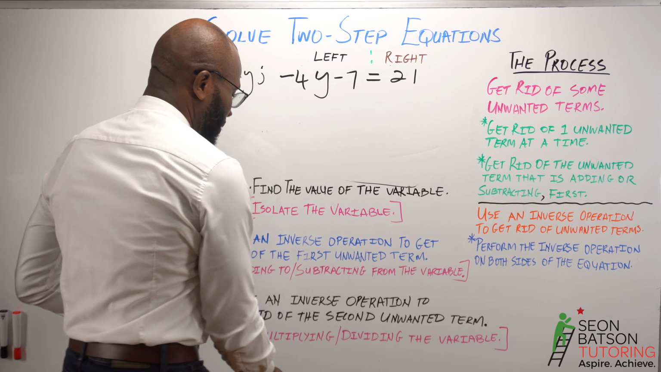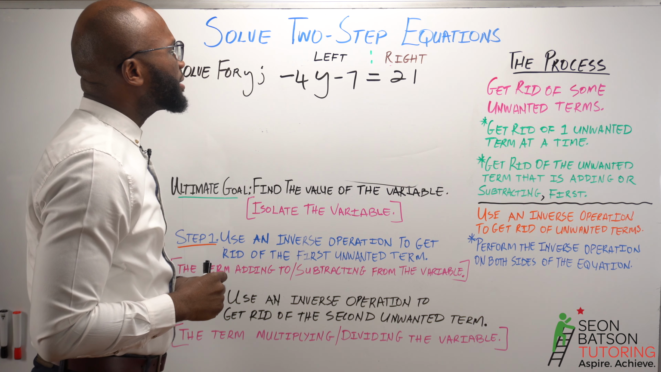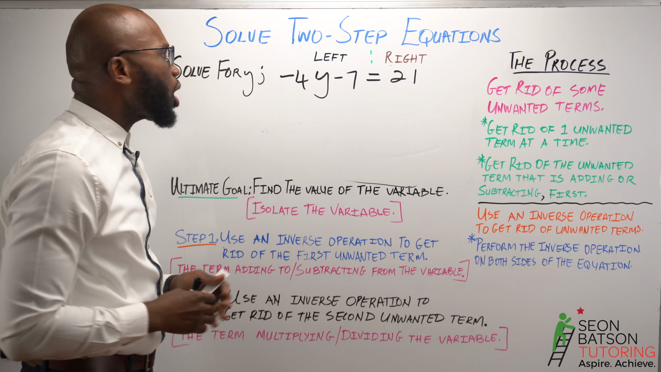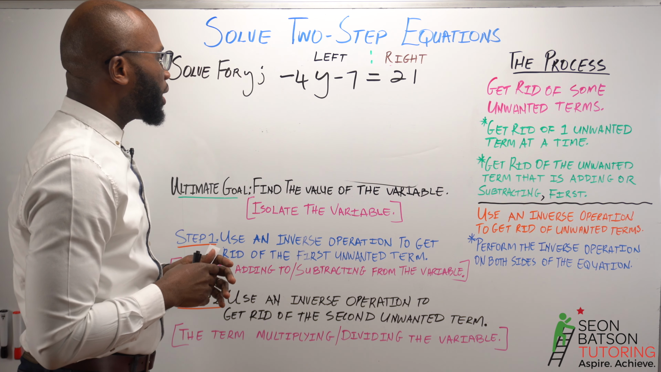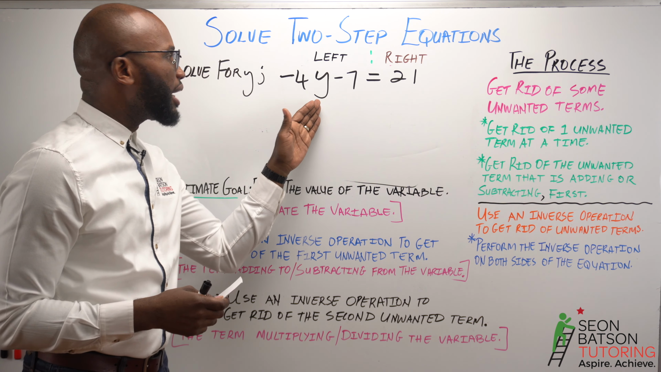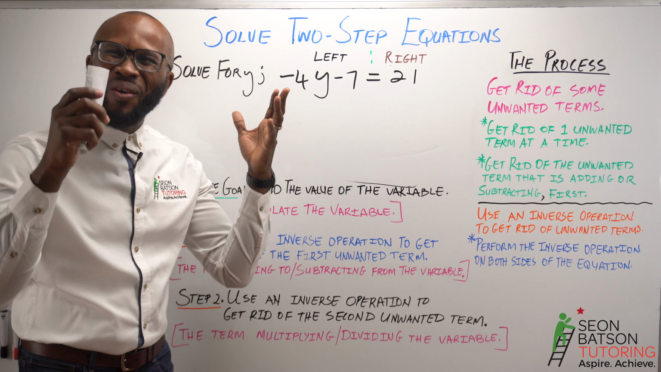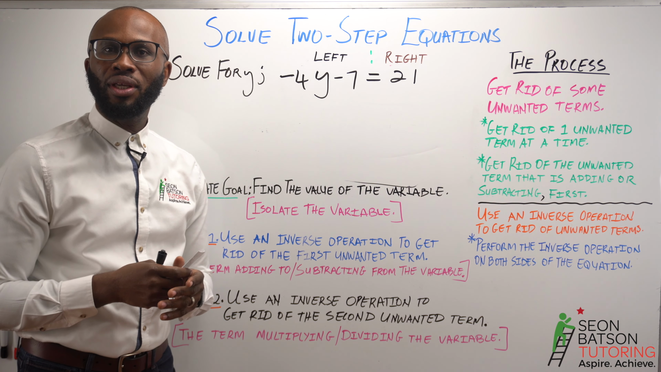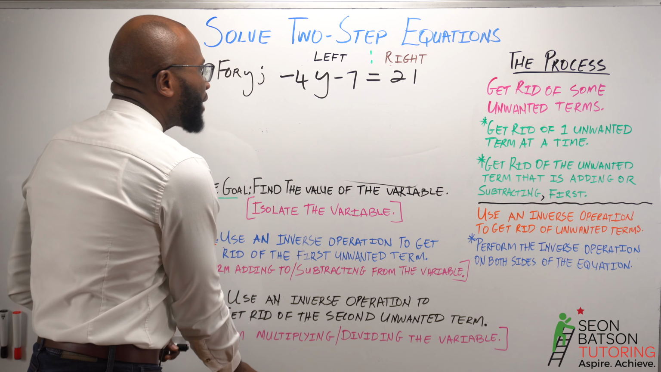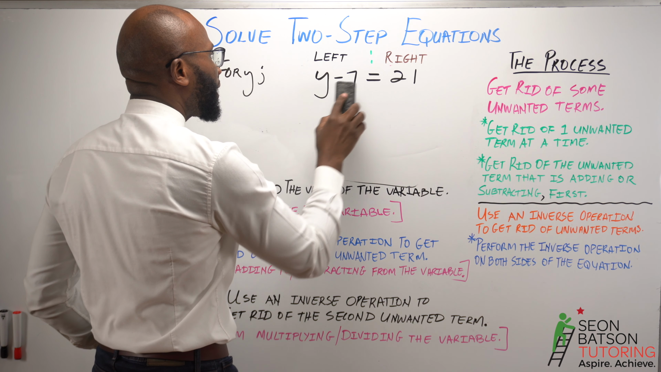Yes, my friends. So in our second equation here, we have negative 4y minus 7 is equal to 21. And we are asked to solve for y. So our ultimate goal in this equation will be to find the value of y. To find the value of y, we will have to isolate the y. In other words, we have to get this y positive and all by itself on the left side of the equation. Yes? Now, to get the y positive and all by itself, we will have to get rid of some unwanted terms. Yes? We will have to get rid of this negative 4 and this negative 7.